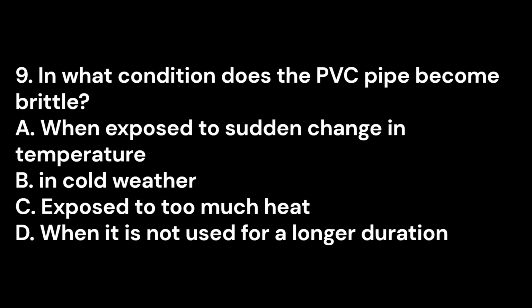Number 10. In what condition does the PVC pipe become brittle? A. When exposed to sudden change in temperature. B. In cold weather. C. Exposed to too much heat. D. When it is not used for a longer duration.